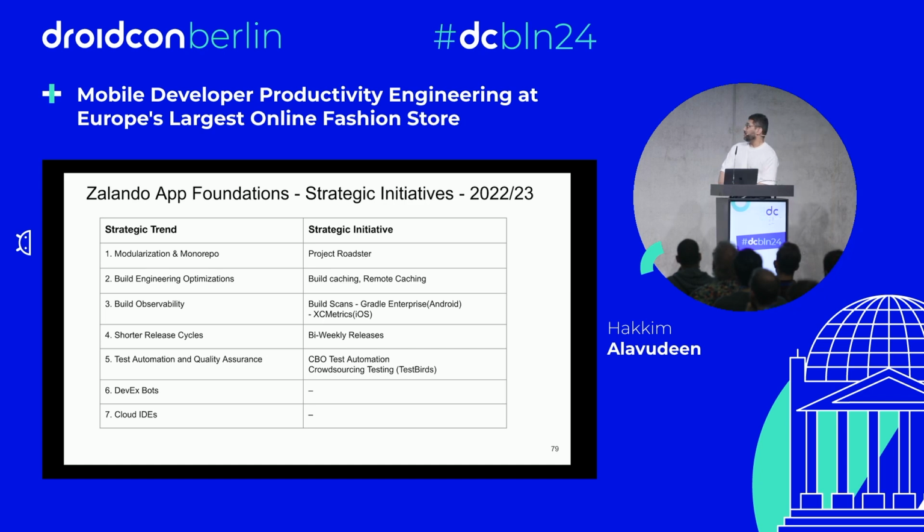Here are some of the trends that I talked about and the corresponding projects that we invested in at Zalando. Our modularization project and mono repo setup was called Project Roadster. We also migrated to Gradle Enterprise, like the Apple Siri team did. And we moved from a 3-week release to a 2-week release, which I also wrote about in more detail in the Medium blog.